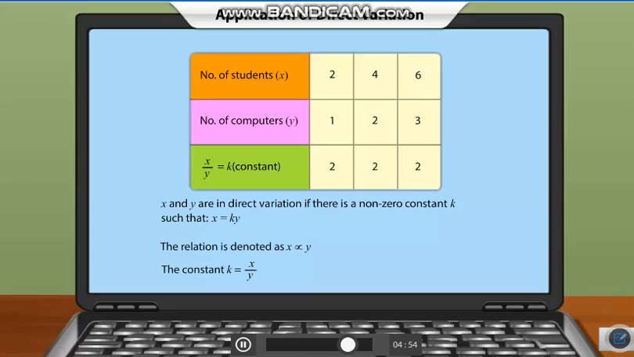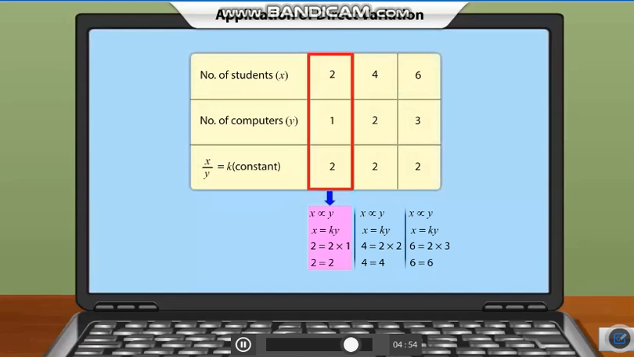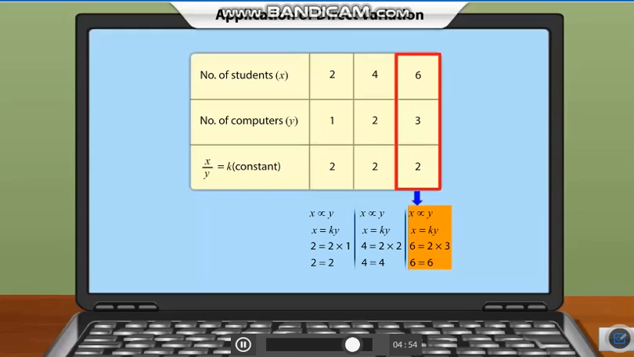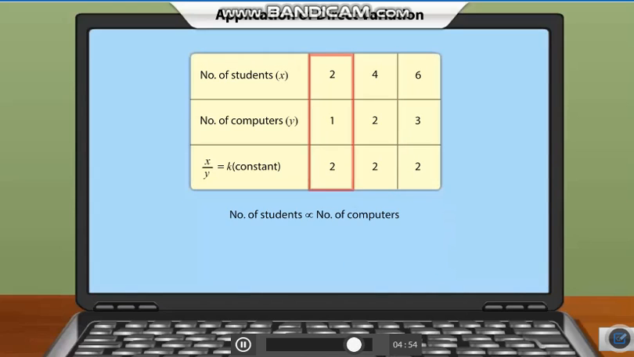The value of the constant k can be found by dividing x by y. Let us now see if this relation holds true for each of these instances. Since the relationship holds, we can say that the number of students and the number of computers are in direct variation.